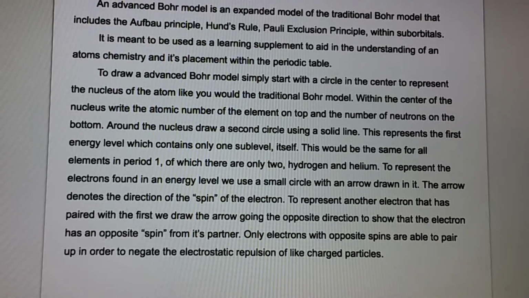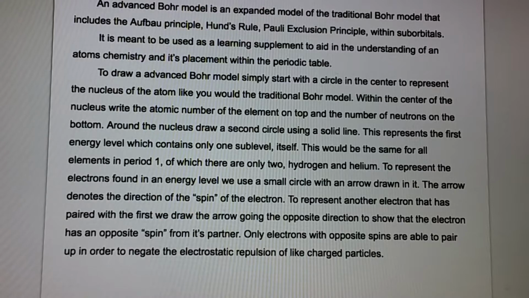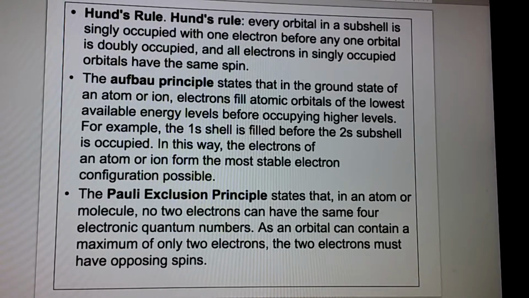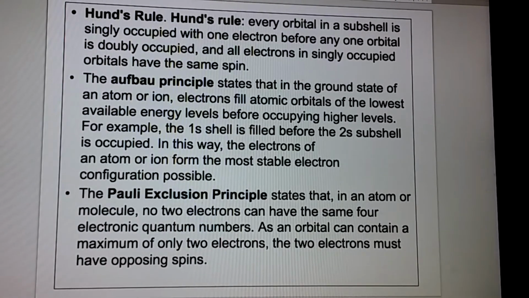To represent the electrons found in an energy level, we use a small circle with an arrow drawn in it. The arrow denotes the direction or spin of the electron. To represent another electron that has paired with the first, we draw the arrow going the opposite direction to show that the electron has an opposite spin from its partner. Only electrons with opposite spins are able to pair up in order to negate the electrostatic repulsion of like-charged particles. Some of the rules covered in this advanced Bohr model.